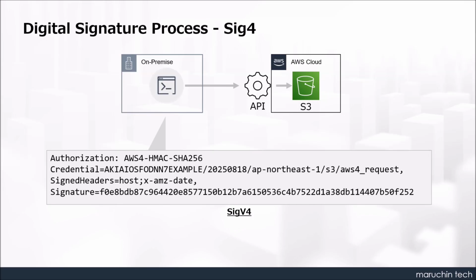For context, version 4 has been the standard since 2013, upgrading incrementally since AWS launched in 2006. Compared to older versions, it supports more services and includes more request elements in the signing process for enhanced security.